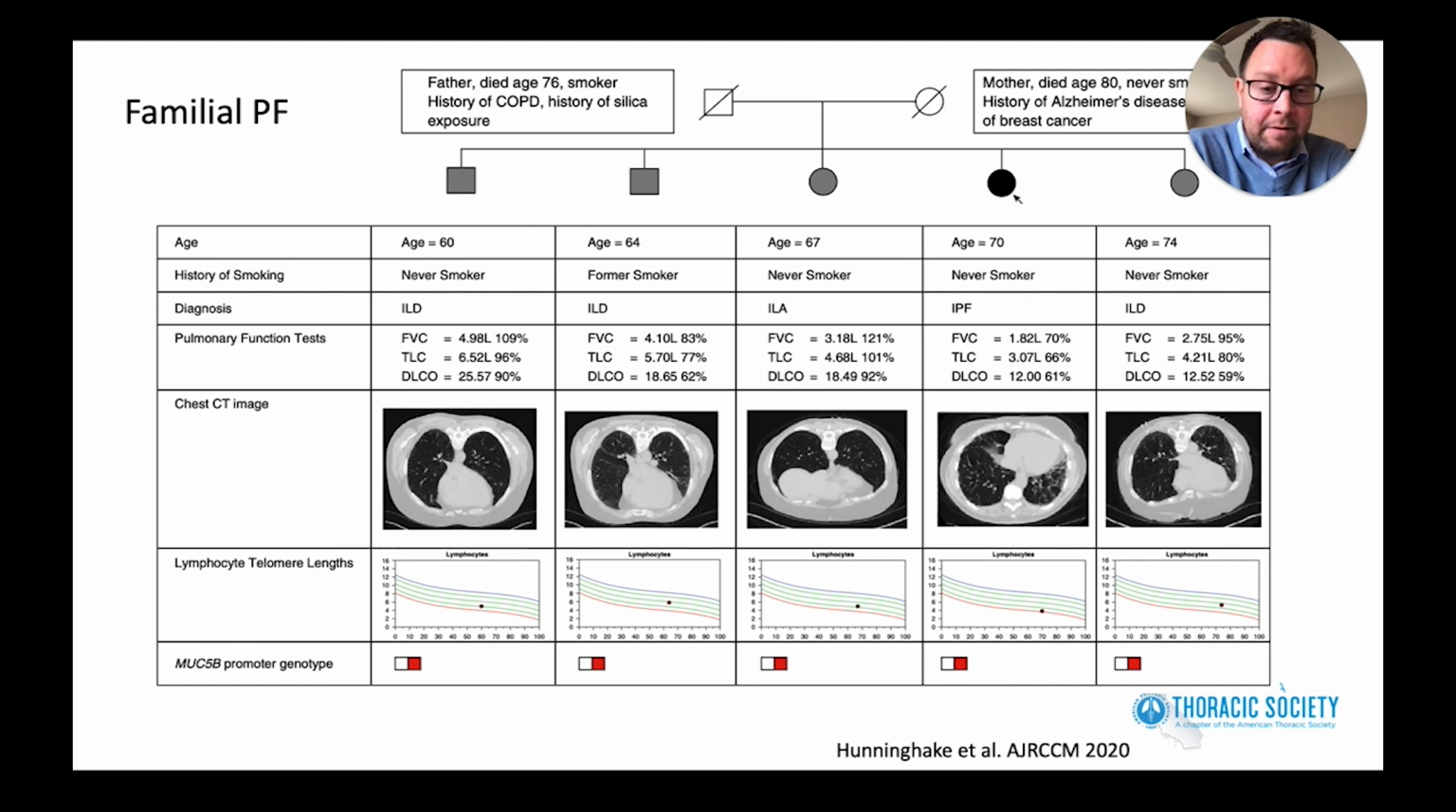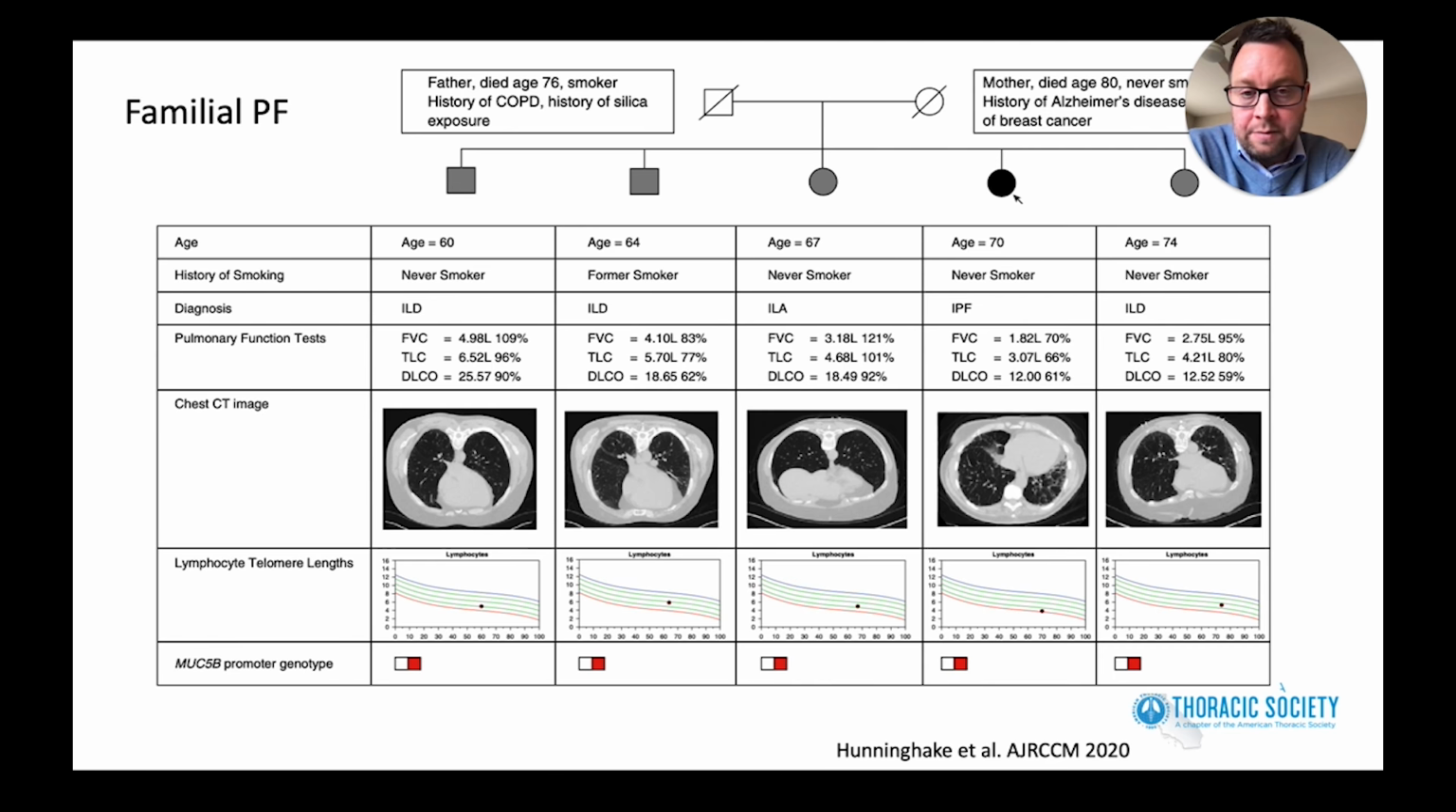This is a nice paper by the Brigham group looking at a single family who had familial disease. And as you can see here, the chest CT images can actually vary quite a bit. Patients can have anywhere from no disease to overt ILD to just interstitial lung abnormalities. They can have no pulmonary function abnormalities. They can have a lot of pulmonary function abnormalities. And then when you look at their telomere lengths, they can be all over the map here.